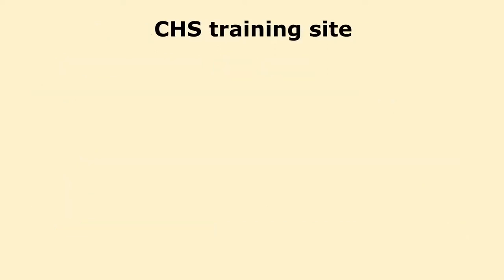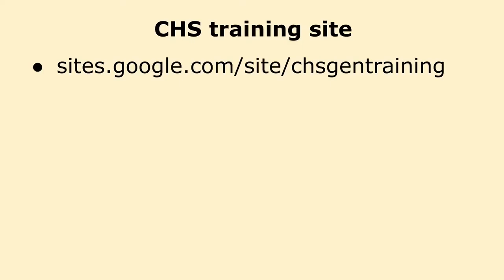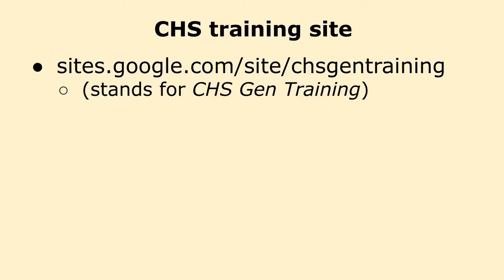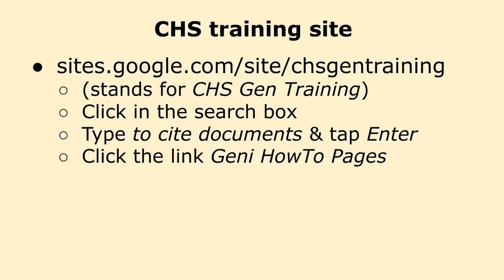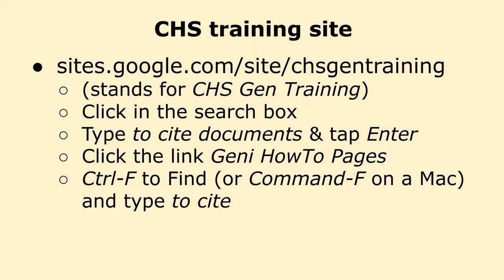But another way to find this blog post is to go to our Clan Henderson Society training site. That's cites.google.com/site/CHS.Gen. And when you get there, click in the search box and type "to cite documents" and tap enter. And then click on the link Geni how-to pages and Control F or Command F on a Mac to find and type "to cite." I'll go through those steps now.